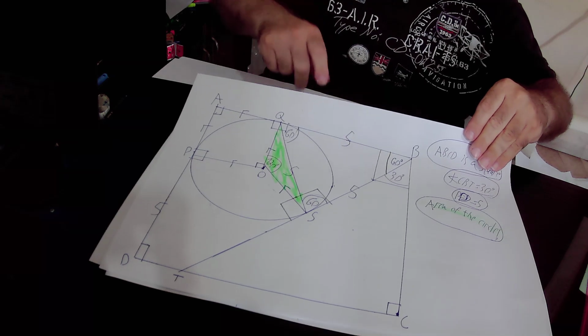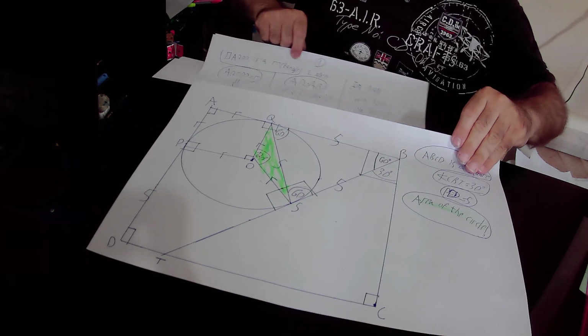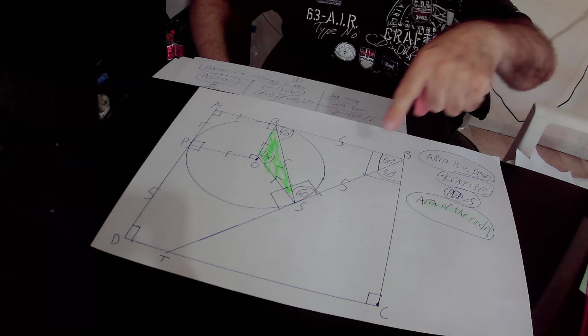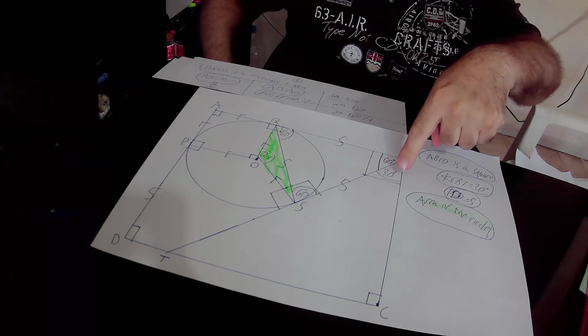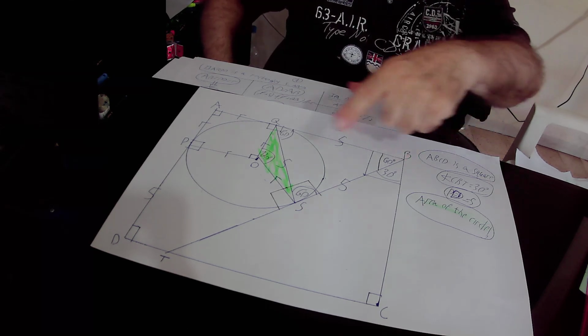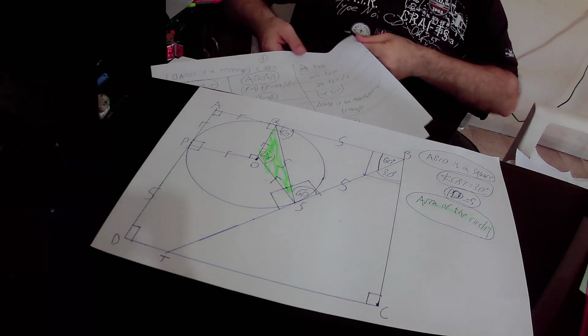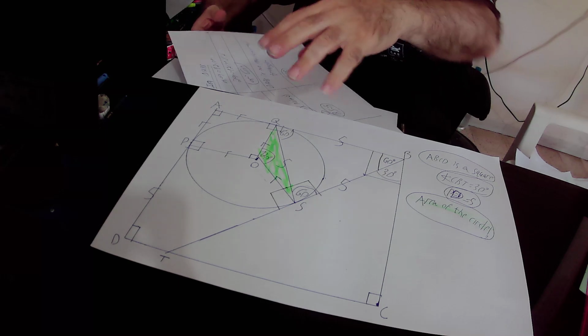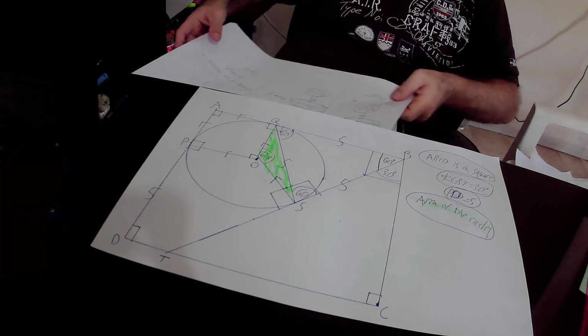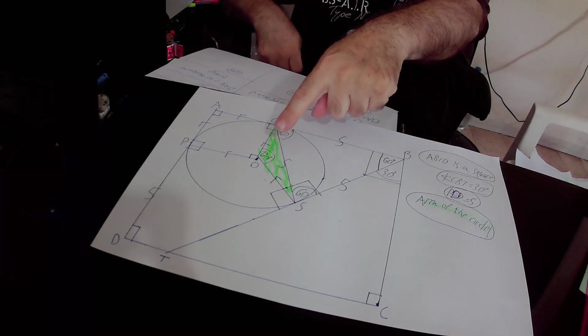So in the drawing, we have square ABCD. Inside square ABCD, we have a circle. We know that angle CBD equals 30 degrees. Line segment PD equals 5 units. And our mission is to find out the area of this circle. So first of all, we define the center of the circle as O.